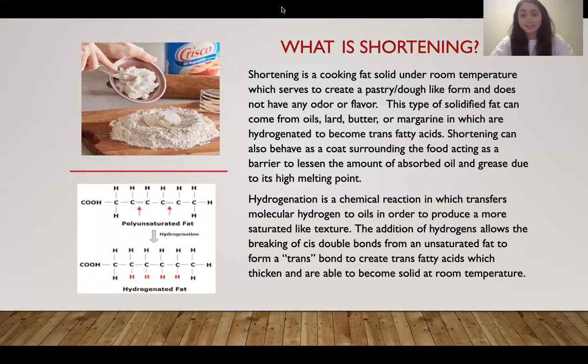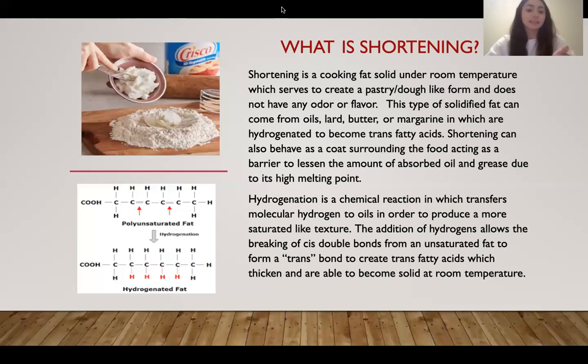Okay, so you may be thinking, what is shortening? Shortening is a cooking fat that is solid at room temperature, which makes it super solid. This serves as a pastry dough-like form and does not have any odor or flavor. This type of solidified fat can come from oils, lard, butter, or margarine, which are hydrogenated to become trans fatty acids. Shortening can also behave as a coat surrounding the food, acting as a barrier to lessen the amount of absorbed oil and grease due to its high melting point.